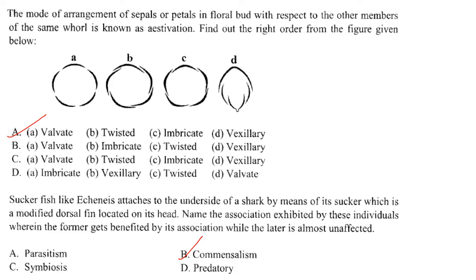Then sucker fish like echinus attaches to the underside of a shark by means of its sucker, which is a modified dorsal fin located on its head. Name the association exhibited by these individuals wherein the former gets benefited by its association while the latter is almost unaffected. So such an association, that is a relationship between individuals of two species where one is benefited and the other is almost unaffected, is called commensalism. So the answer is option B.